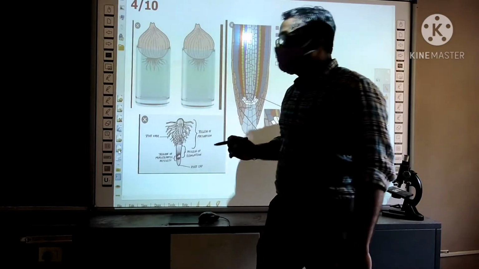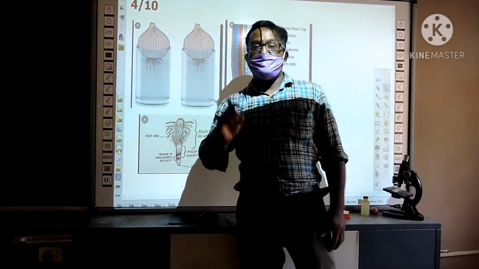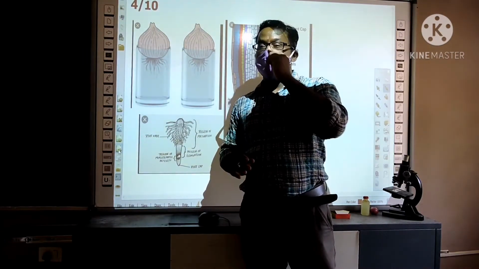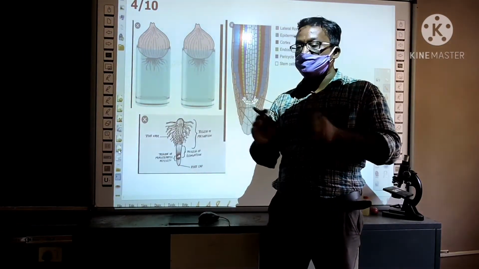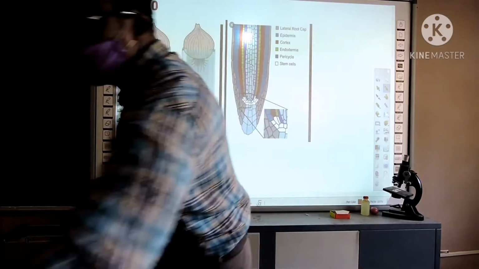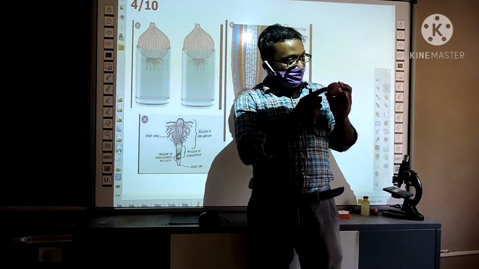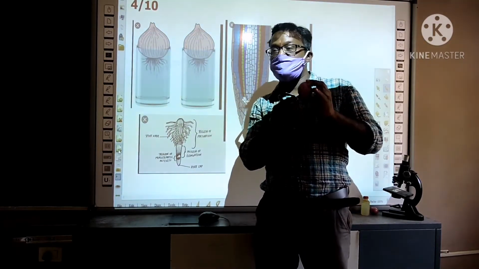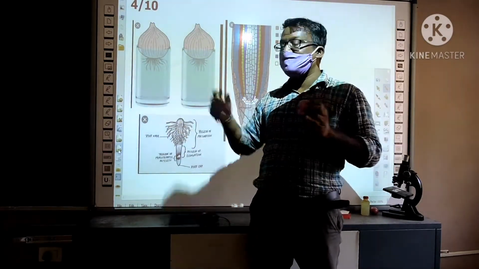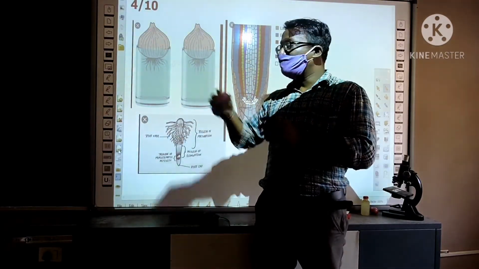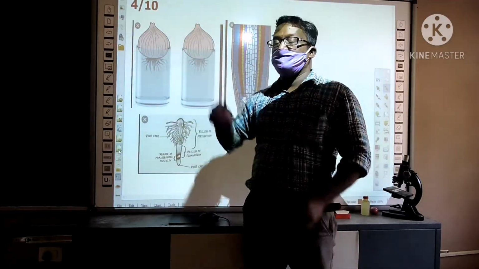Let us observe the cells in root tip. Here you can take onion. First you have to grow the onion root cells. For that, take the onion. In the below portion you can observe small roots. You can take a transparent glass, fill it with water, and put this onion bulb on the glass.